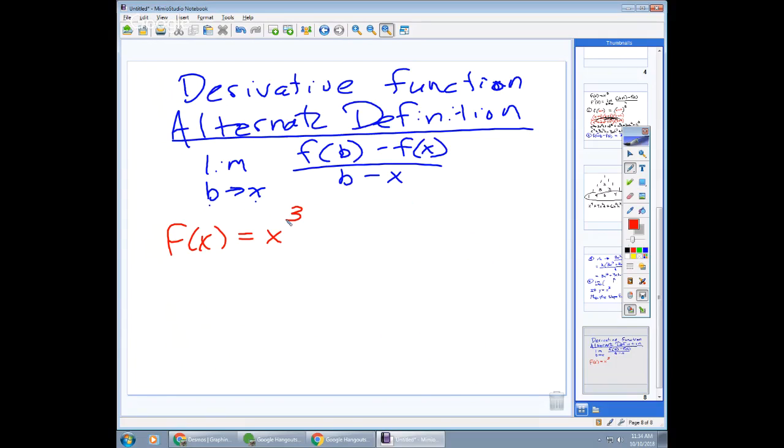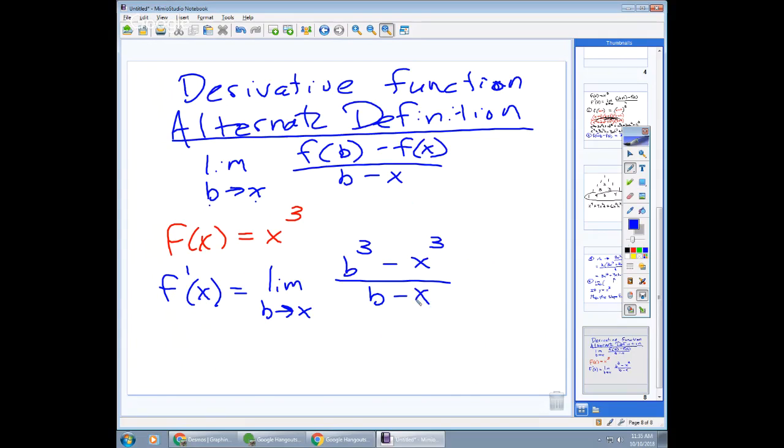So for my limit definition, f prime of x is going to be the limit as b approaches x of f of b, which is just b cubed, minus f of x, which is just x cubed, all over b minus x. Yeah, doesn't look too bad. If I try to cheat and plug in x for b, what happens again? I get 0 over 0, which is a problem.